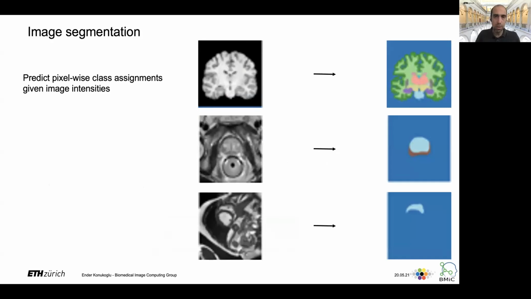Excuse me for the resolution of the images. Somehow my Mac updated and now I'm unable to get back high resolution images. Anyway, so image segmentation is a well-known problem, right?